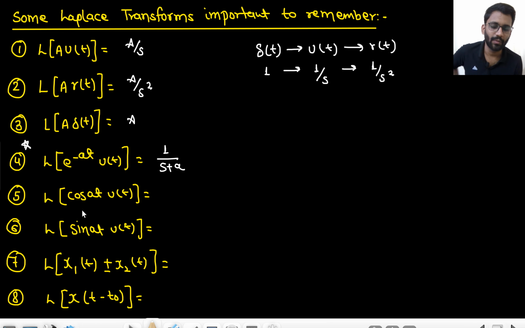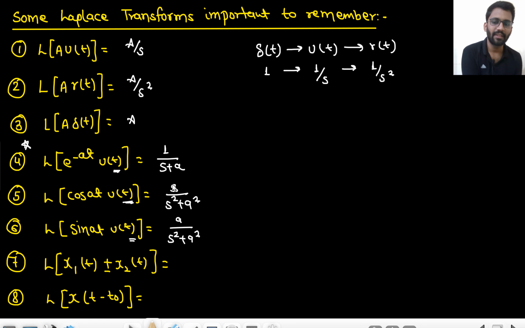What is the Laplace transform of cos at into u(t)? Just mark everywhere u(t) is added. Okay, everywhere u(t) is added. So what is the Laplace transform of cos at into u(t)? It is s upon s square plus a square. Okay, and what is the Laplace transform of sin at into u(t)? It is a upon s square plus a square.